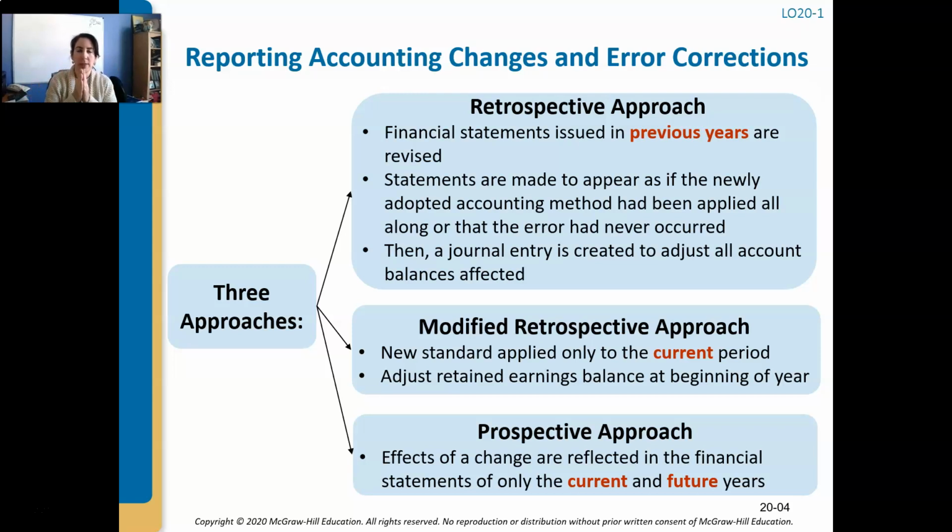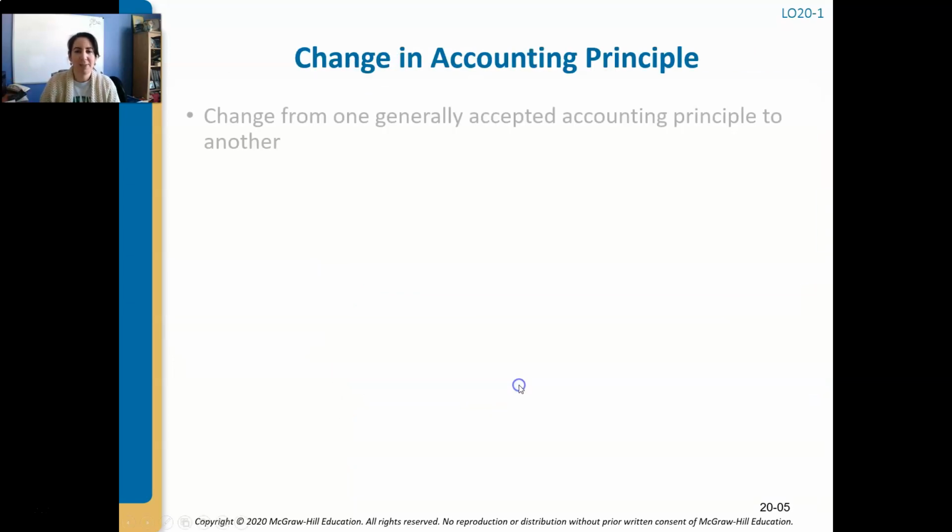Prospective approach means from the day you decide to make the change forward, you're going to make the changes. And you see that more often than not with the change in estimates. So if you change the way you decided to depreciate something, you're not going to go back and fix previous years' depreciation. You're going to make the change then and carry it forward. Okay, those are your approaches.